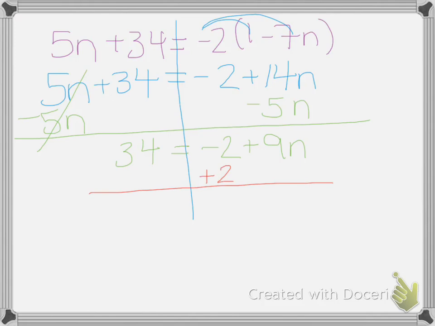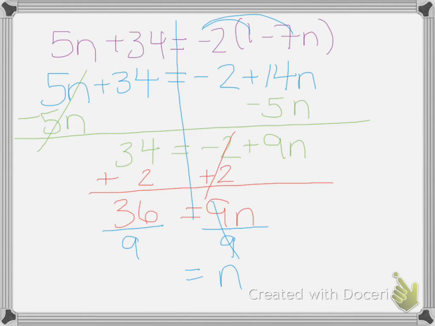Remember, your goal is to get them to cancel out. That will cancel. So I have to add 2 to the other side as well to keep my equation balanced. 36 is equal to 9n, and that's positive. Last step, get n by itself. So since 9 and n are being multiplied, I will undo that by dividing by 9. That cancels out and equals just n. 36 divided by 9 is 4.